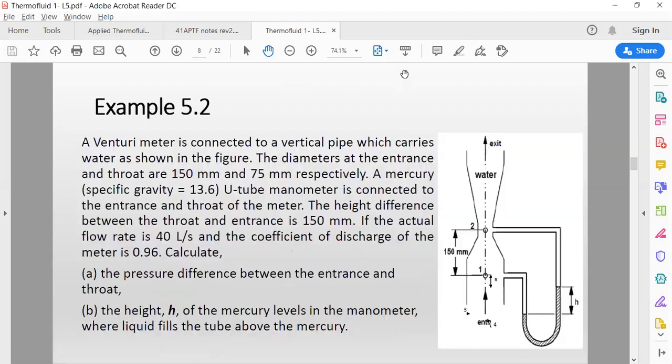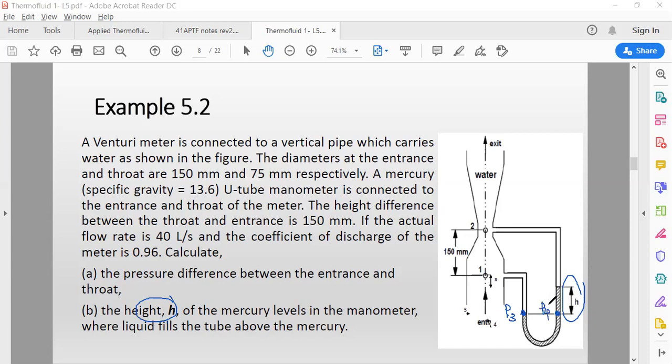So with the pressure difference, find out the height of the mercury. Again, work backwards. Now we want to find out the height. In 5.1, we were given the height difference, so now we have to revert back. Same thing, we will take this as P3 and we will take this as P4. Same concept.